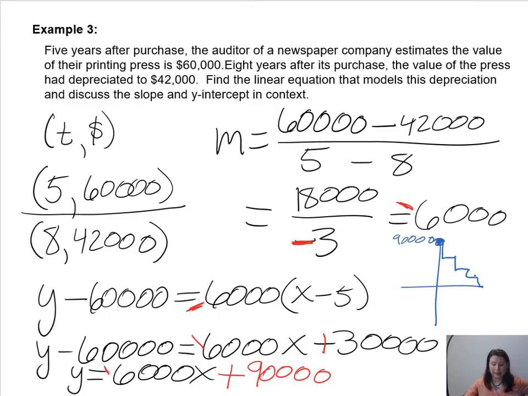Okay, so that means the value of the printing press started at $90,000. Then every year it loses $6,000 in value. So we can interpret these things based on the units of x and y that we wrote out at the very beginning of the problem and talk about what they mean within those things. Okay? So this is the end of this section. We talked about lines and formats, how to do things with them, parallel, perpendicular, and then also word problem aspects of it.